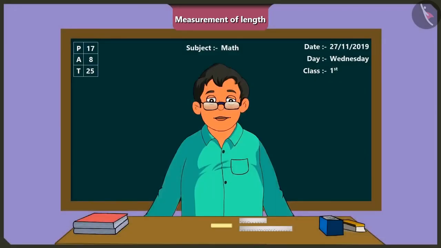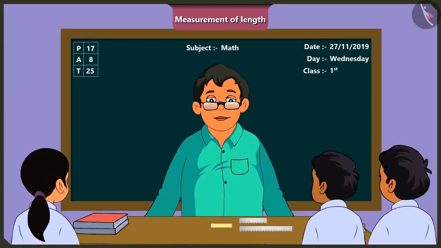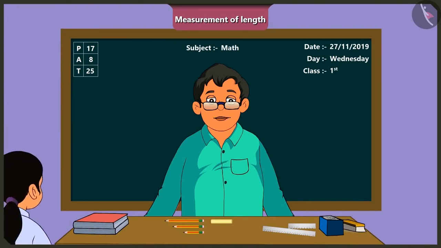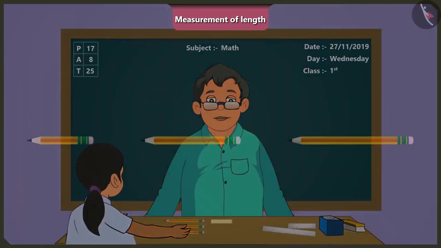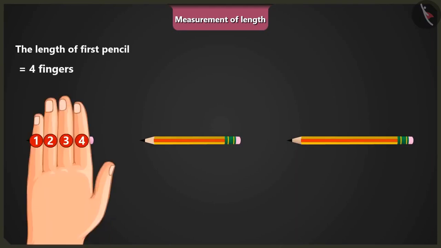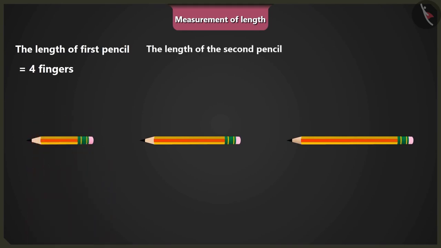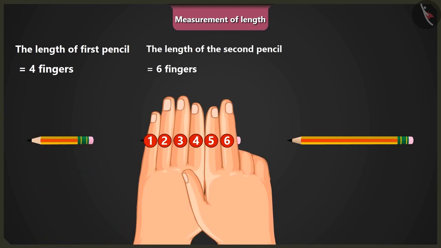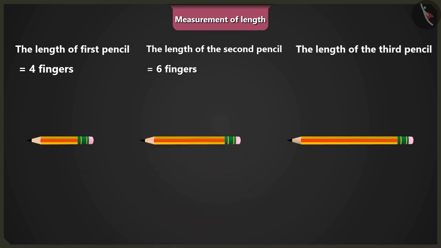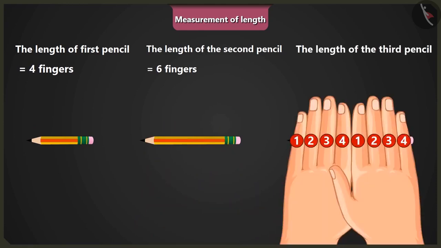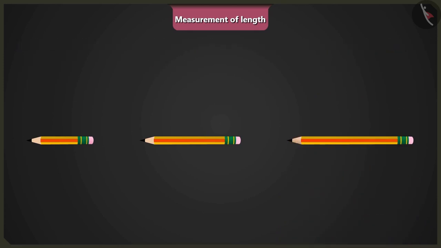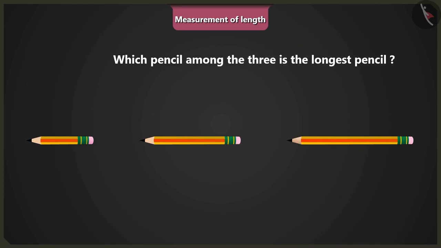Children, did you understand? Yes, sir. Now let's do an activity. Mintu, Chotu and Golu, give me your pencils. Come on. Yes, sir. Here they are. Mintu, come here. Measure these 3 pencils with your fingers. The first pencil is equal to the length of my 4 fingers. The second is 4 plus 2, that is 6 fingers long. And the third pencil is equal to 4 plus 4, 8 fingers long. Very good, Mintu. Now tell me, which among the 3 is the longest pencil?